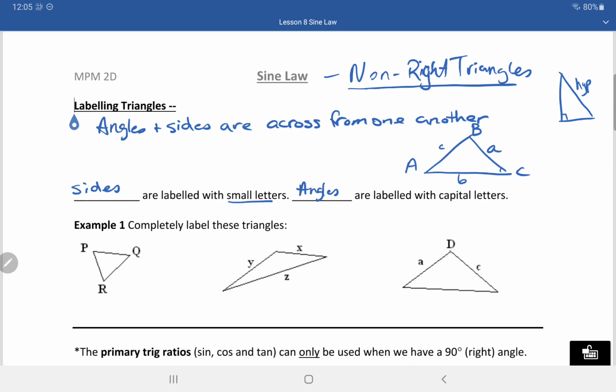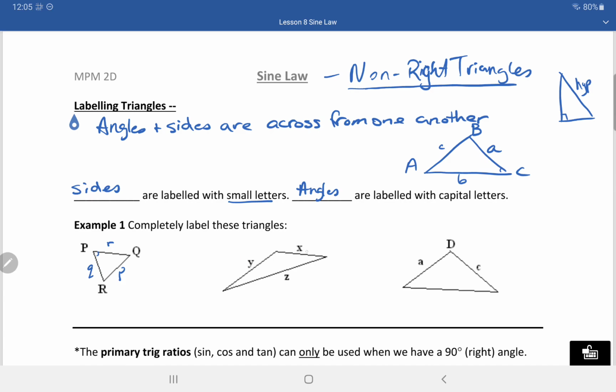So anytime you see a capital, you know you're dealing with an angle, and anytime you see a lowercase, you know you're dealing with a side. And then let's just quickly go through these examples. If this is capital angle P, then lowercase p is across from it. Capital angle Q is here, meaning lower q is the side length across. And capital angle R pairs up with the side length across from it as lower r.